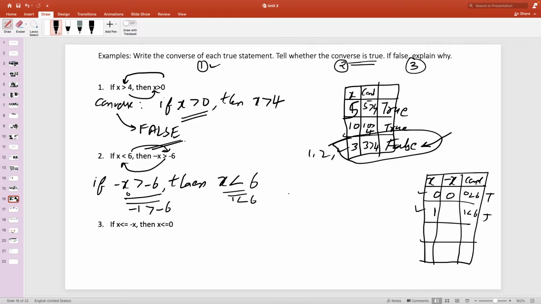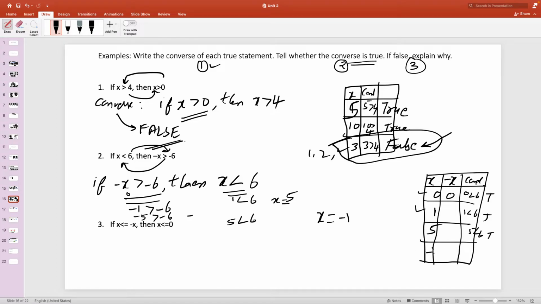So we can continue this. Maybe we pick x is equal to 5. When x is 5, this becomes minus 5. Minus 5 is greater than minus 6, which is still true. And now let's look at the then part. 5 is less than 6. This is also true. So far so good.